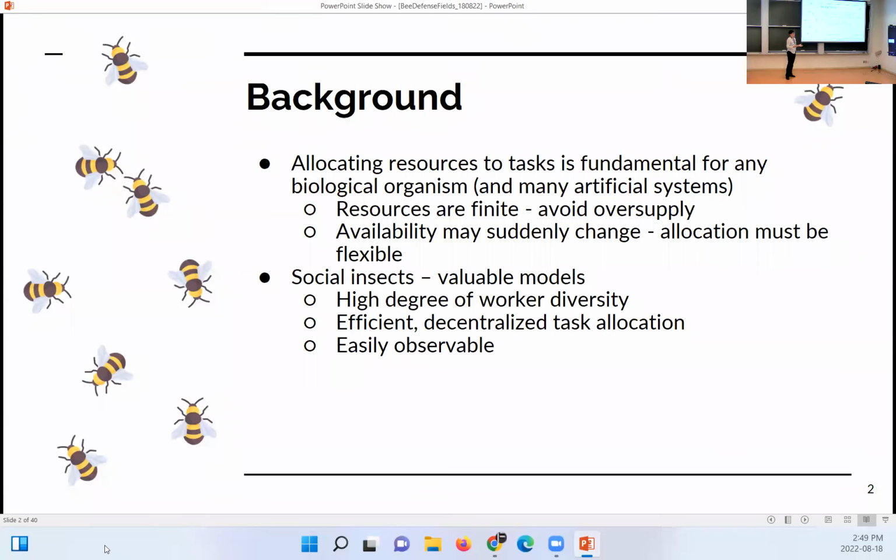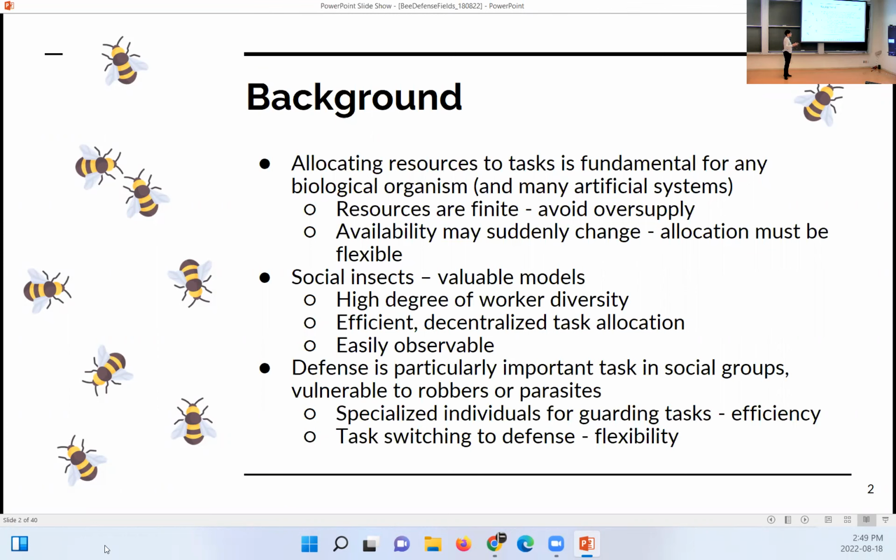And also experimentally, they're really convenient to manage. They're really easy to observe, so you can easily get data from them when working with social insects. So that makes them really good models for trying to understand dynamics for hard problems like allocation of resources.